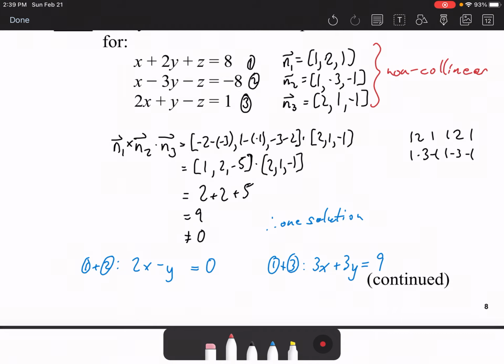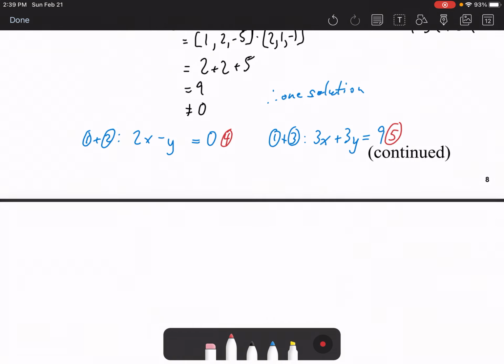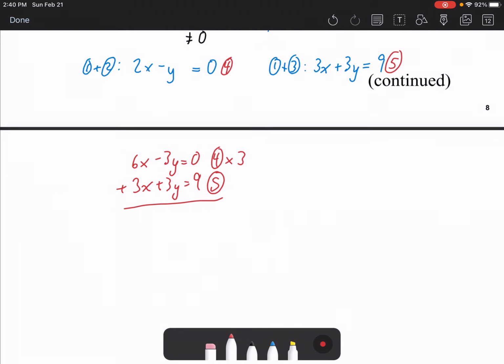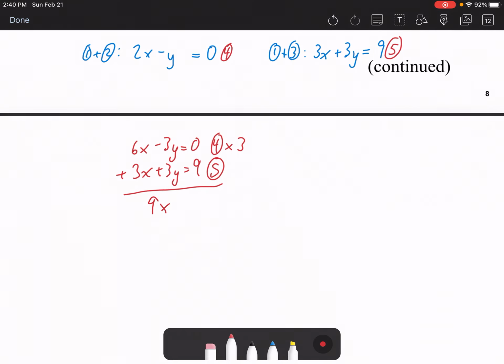So now I've got two other equations. I'm going to call them 4 and 5. What I'm going to do is eliminate, in this case, from 4 and 5, the variable y. So I'm going to take equation 4, multiply it by 3, and add this to equation 5 that I already have. So this gives me 9x equals 9, so x equals 1.